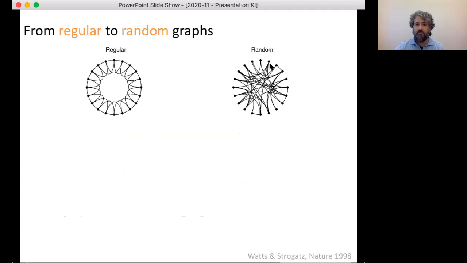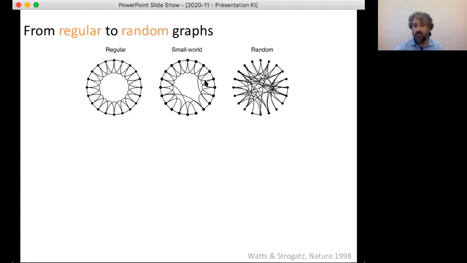This is a random graph where each node is connected with random other nodes in the network. A small world graph is something in between them. So you start from the regular graph and you rewire some nodes at random, and you get something that is in between a regular graph and a random graph. Why is this interesting? Well, essentially because when you go from a regular to a random graph, you increase the randomness, this parameter randomness p, from 0 to 1.